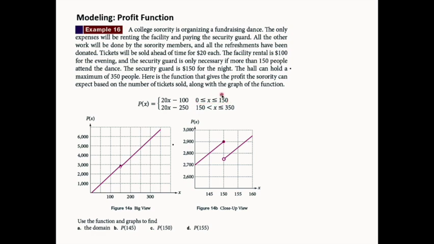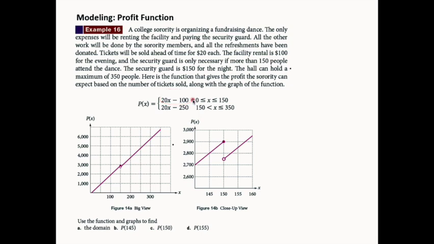To figure out the profit function, if you don't have to pay for the security guard, then it's going to be $20 per ticket. And if we let X be the number of tickets sold, that's going to be 20 times X for our profit, but we still have to pay for the rental. So we take off $100. And this will give us our profit for the fundraiser.